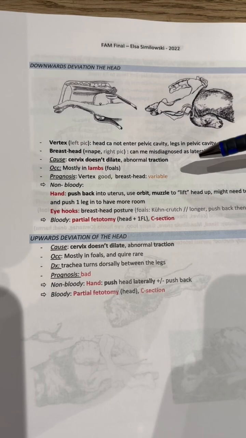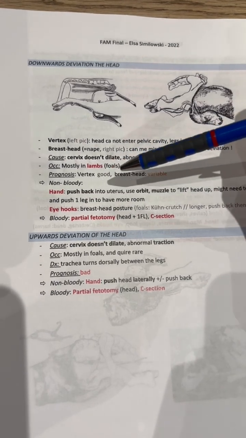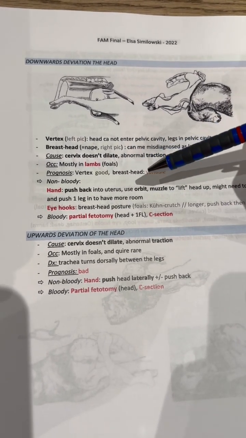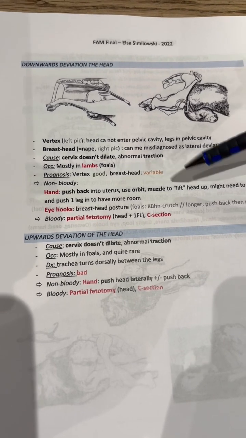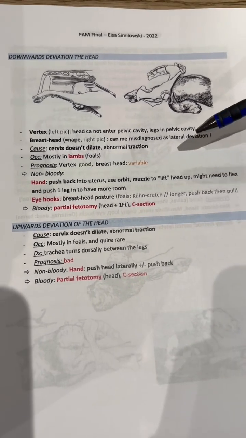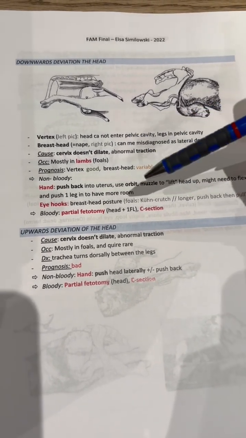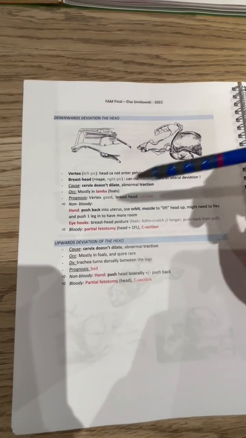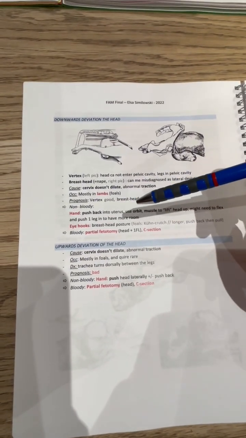The non-bloody method is using your hand, push the head back into the uterus, and use the orbit and muzzle to try and lift the head. You might need to flex one of the limbs and push it back in to have more room. You can also use eye hooks when the head is in the breast head posture.